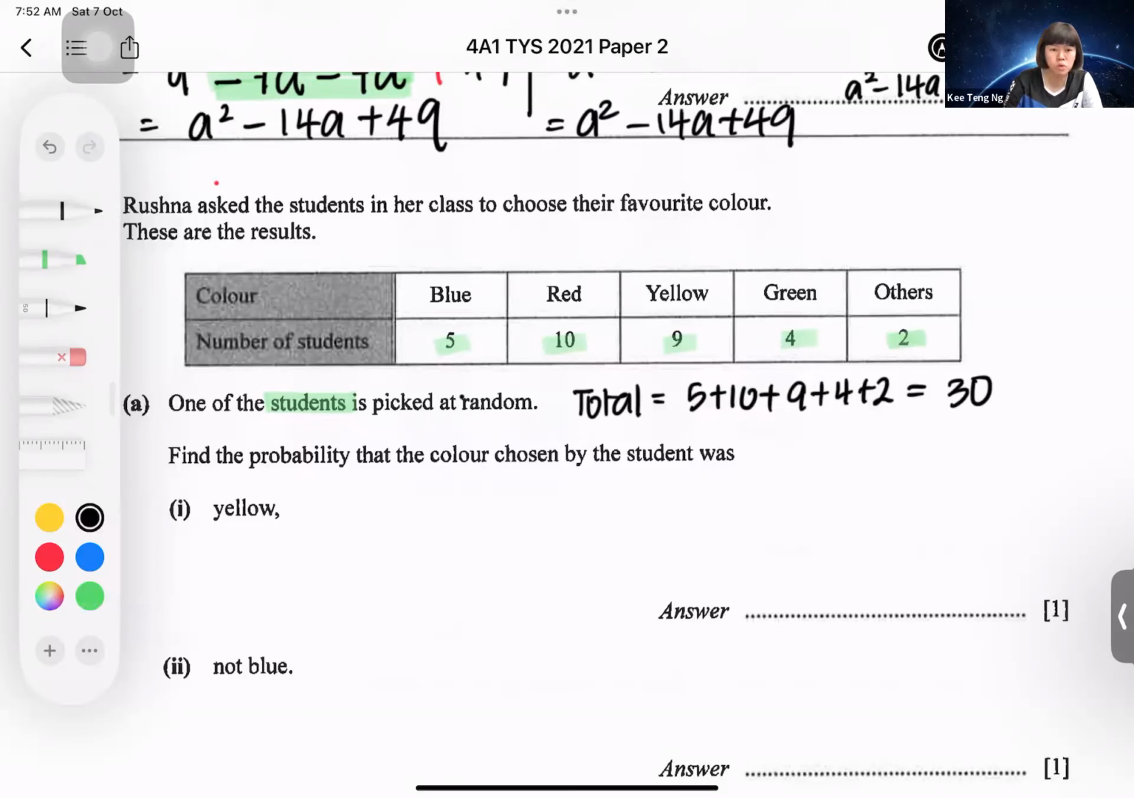Okay, so when I want to find the probability that one student out of 30 students chose yellow as their color, yellow got how many people? 9. But we cannot leave this as the answer. Simplify. 3/10. Give your answers in fraction.